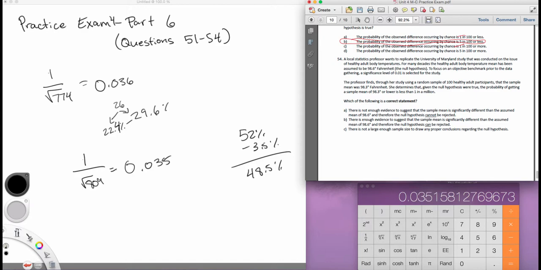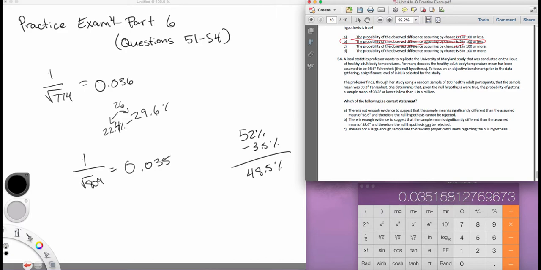The professor finds, through her study using a random sample of 100 healthy adult participants, that the sample mean was 98.3. She determined that given the null hypothesis was true, the probability of getting a sample mean of 98.3 or lower is less than 1 in a million. Okay? Which of the following is correct? There is not enough evidence to suggest that the sample mean is significantly different than the assumed mean of 98.6, and therefore the null hypothesis cannot be rejected. Okay?